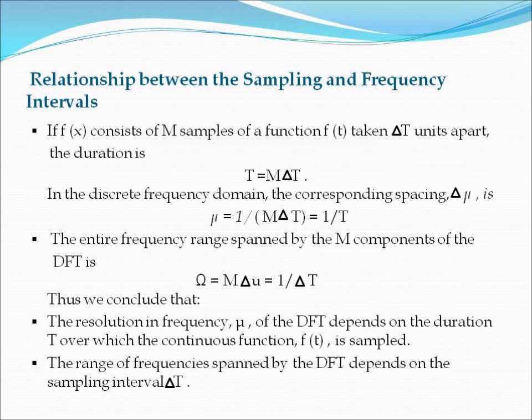Now let us determine the relationship between the sampling and the frequency intervals. If f(x) consists of M samples of a function f(t) taken delta t units apart, then the duration of the function is capital T equal to M times delta t. In the discrete frequency domain, the corresponding spacing delta u will be equal to 1 upon capital T. The entire frequency range spanned by the M components of the discrete Fourier transform is given by omega equal to 1 upon delta t.